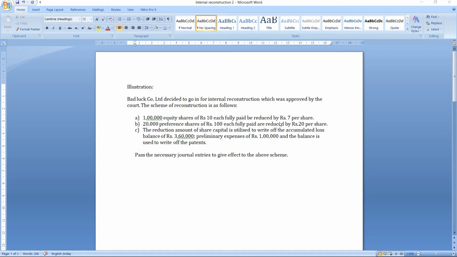And the last adjustment is that the reduction of share capital is utilized to write off accumulated loss balance of rupees 3,60,000, preliminary expenses of rupees 1 lakh, and the balance is used to write off the patents. So whatever amount is collected from the reduction of share capital is to be utilized to write off the loss of 3,60,000 and preliminary expenses, and if there is any balance, that is to be used to write off the patents. So you have to pass the journal entries to give effect to the above scheme.